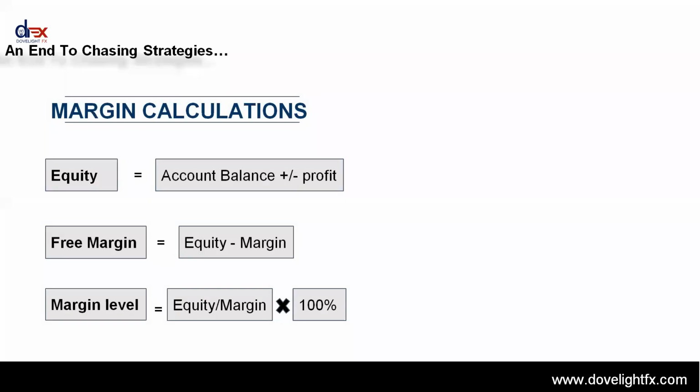The margin level is equity divided by the margin, all multiplied by 100%. That means what level of margin do you have in percentages? It's what it gives you when you multiply it by 100.